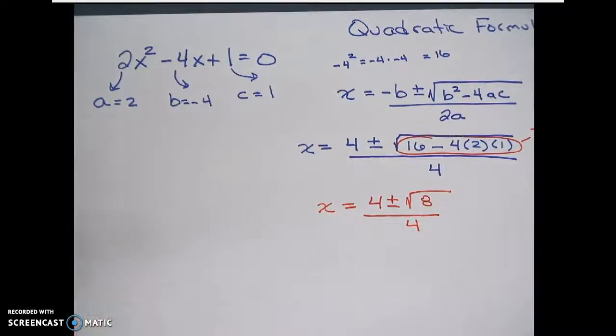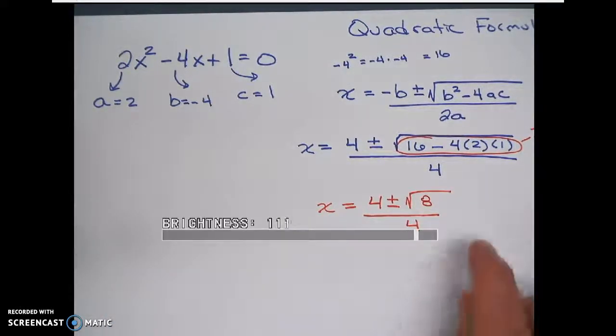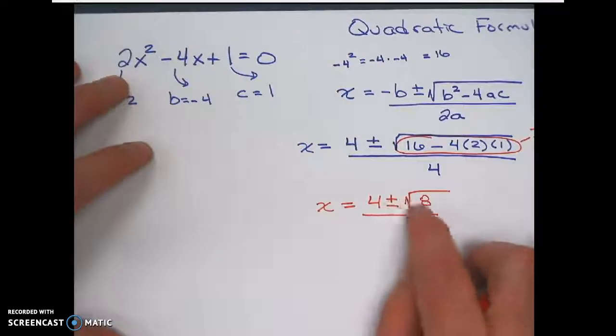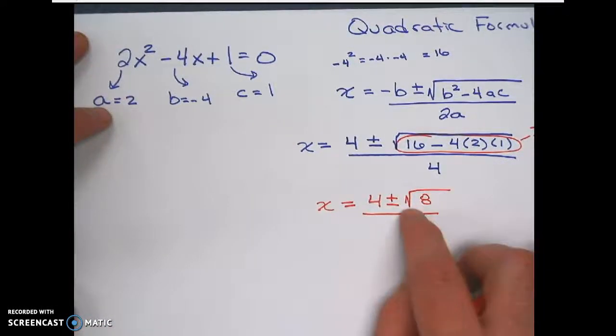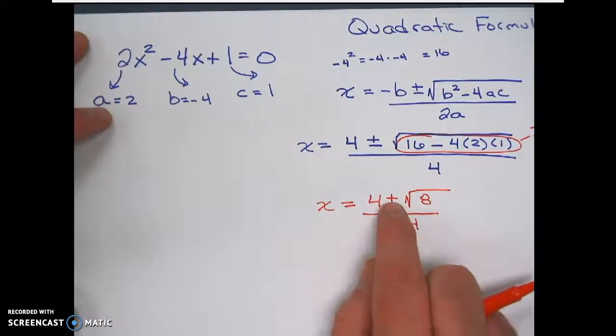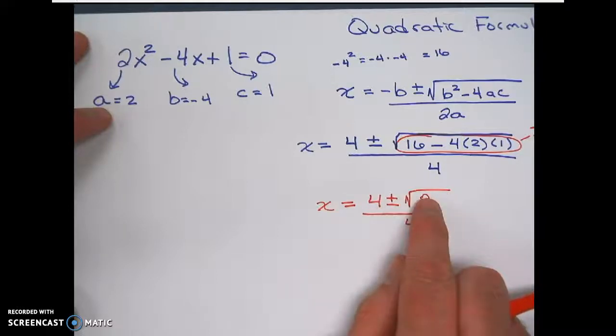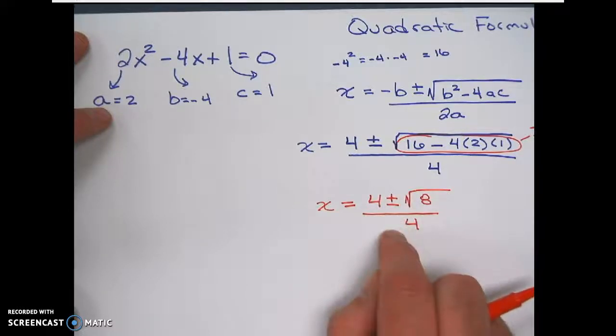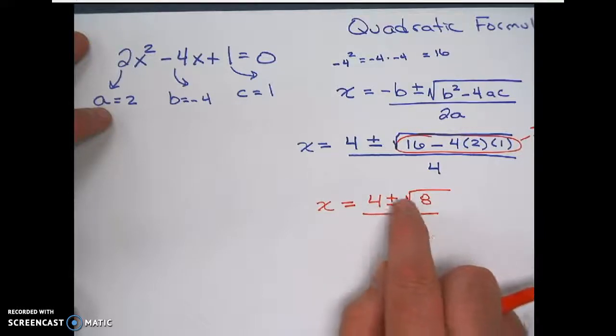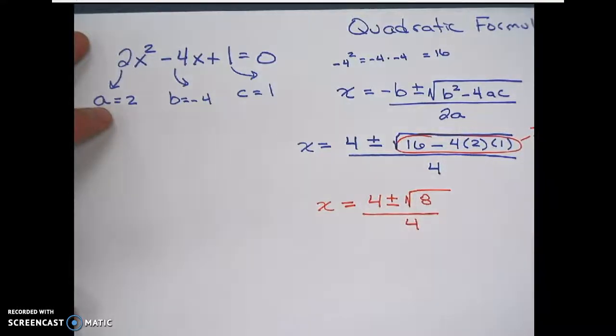So now we're almost done. Now all we have to do is figure this part out. And this can be tricky on your calculator too. If you read it, it's 4 plus the square root of 8. Get that answer and then divide it by 4. Or 4 minus the square root of 8, get that answer and divide it by 4.